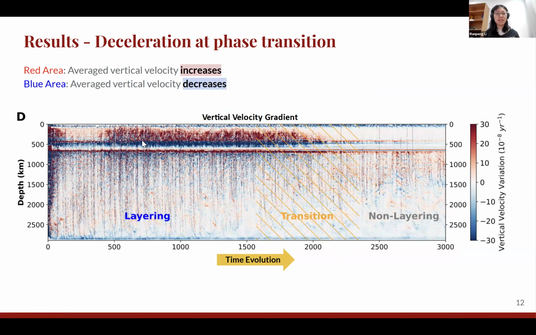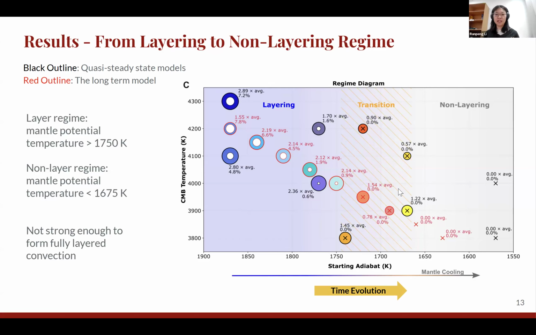And for the models cooler than 1675 Kelvin, they are in the non-layered regime. And in between the layering and non-layering, there is a transition regime where we can still see the tilted plumes and layering of the plumes, but they are not strong enough to cause a global mass flux reduction. And with this regime diagram, we also want to show that from layering to non-layering, we don't see a sudden overturn. We see more like a gradual change with time.